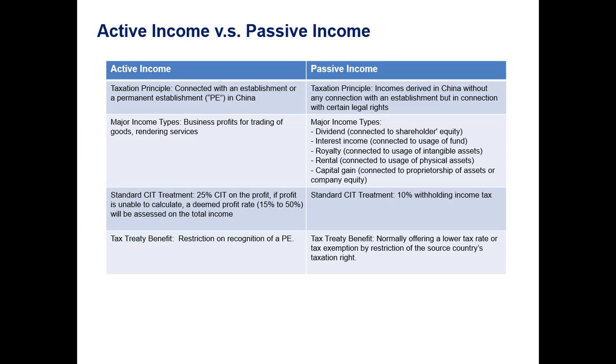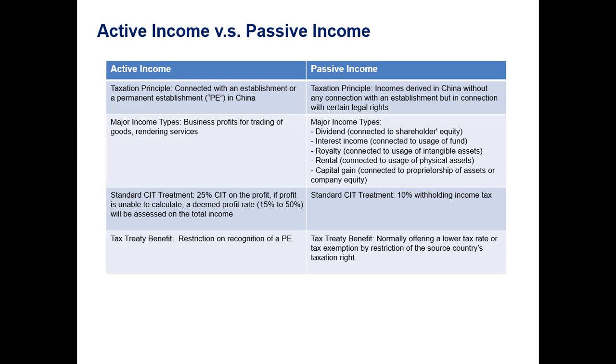Corporate income tax rate is the standard tax rate in China on the profit. Normally, in some circumstances, the non-tax resident enterprise only has its gross revenue, but cannot provide the actual profit in China. So the profit is unable to be calculated. Then the China tax authority will adopt a deemed profit rate to assess the total taxable income, and the deemed profit rate ranges from 15% to 50% on the gross service income generated from China.